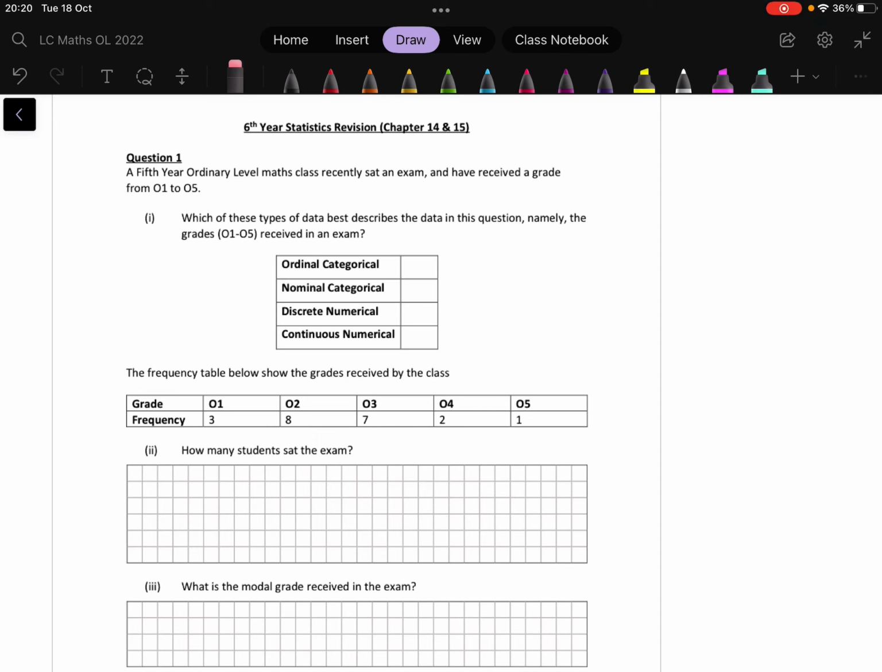So the grades from O1 to O5, we have to note first of all that those are not the percentages, those are the letter grades that would go with certain percentage ranges. So O1, O2, O3, O4, etc. So that is not going to be numerical data, it's going to be categorical data. So even though there are numbers involved, it's still going to be categorical data. So we have to decide whether it is ordinal or nominal categorical, and because these letter grades have a distinct order to them, going from O1 down to O5, we will say that that is ordinal categorical data.